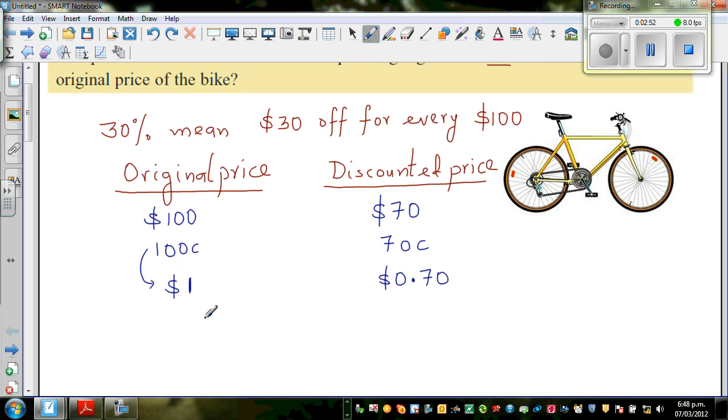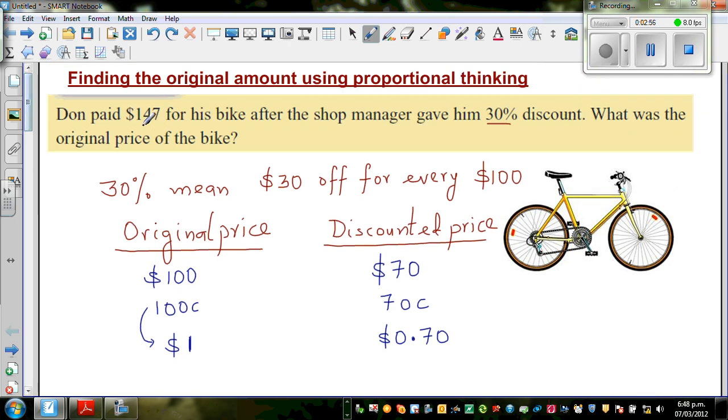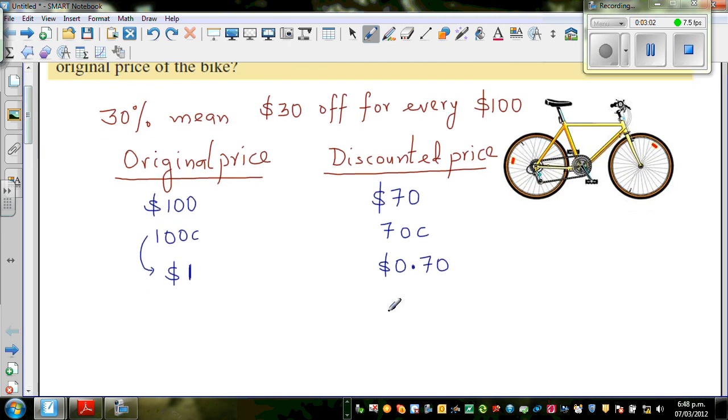Now the question is, the discounted price, this is what Don has paid. This is not the original price, this is the discounted price. So here we are asking, if Don paid $147, what was the original price? This is what we want to find. This is the reverse process, also called inverse percentage. Let us draw a box there.